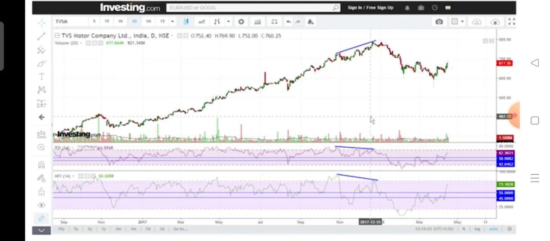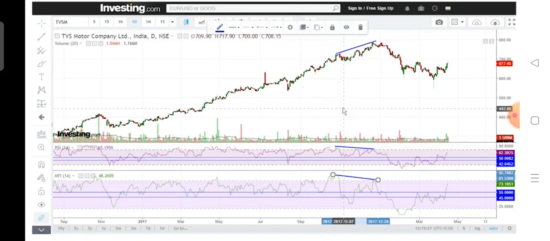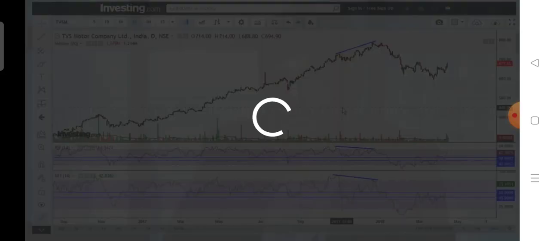So this is all about MFI and RSI together. The MFI has the volume component, and that's why it is a little bit different and gives slightly different signals. I won't say that one is better than the other, but it is great to have both of these indicators. So this is all about MFI.